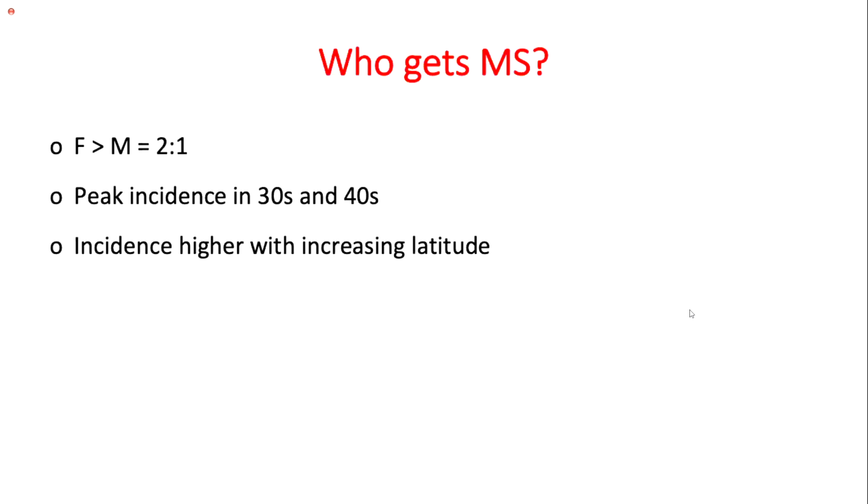The incidence is higher with increasing latitude. What is latitude? A laid back attitude? What is latitude? Anyone? Hello? What is latitude? I told you if you don't understand, you must ask. What is latitude? Hello?